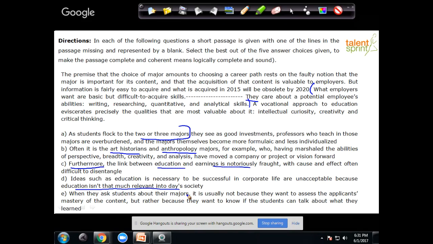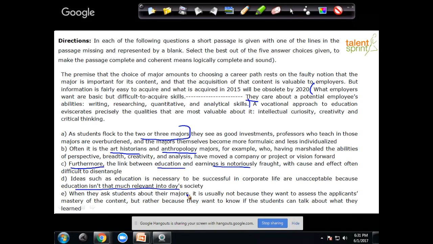Right? Because education is foundational, you need it, but you need to tweak what needs to go into the education, right? When they ask students about their majors, it is usually not because they want to assess the applicant's mastery of the content, but rather because they want to know if the students can talk about what they learned. Now, let's pause. This is a roundabout long way of identifying the answer.